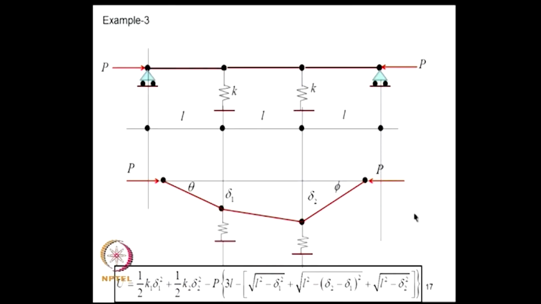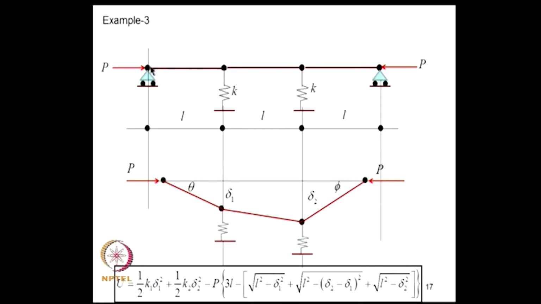Now, we have considered two examples with one generalized coordinate. Now, let us consider an example where we allow for two generalized coordinates. So, this problem is conceptually similar to the one that we considered just now, but it now has 3 rigid bars with 2 hinges and again loaded axially.